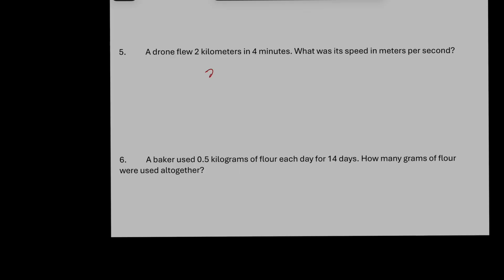A drone flew 2 kilometers in 4 minutes. What was its speed in meters per second? Well, I can go minutes to seconds because I'll go minutes on top and I'll go seconds here. And I know there's 60 seconds to 1 minute. And look what happens to my minutes. They go away. Okay, so now I've got my seconds, which is what I'm looking for. Now I've got to find meters, all right? Well, I'm going to go kilometers on bottom. Now, if I look at my conversion, I know that I have 1,000 meters inside of 1 kilometer.